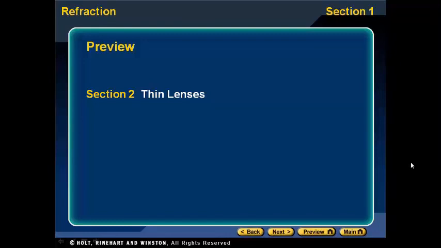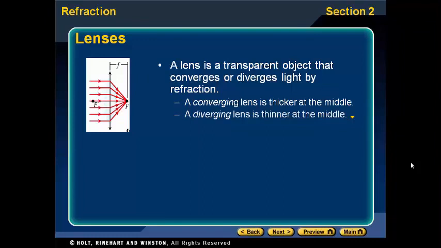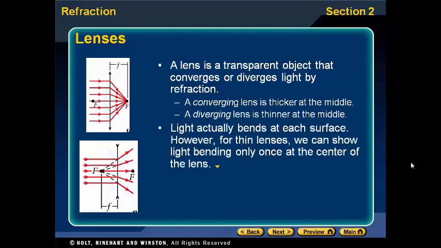Today we are going to talk about thin lenses. A lens is a transparent object that converges or diverges light by refraction. A converging lens is thicker at the middle. A diverging lens is thinner at the middle.